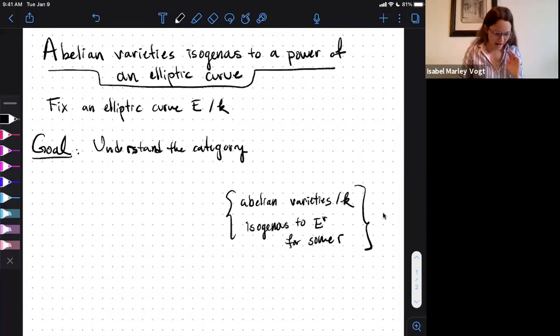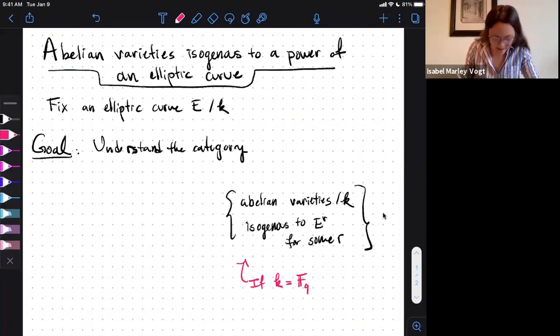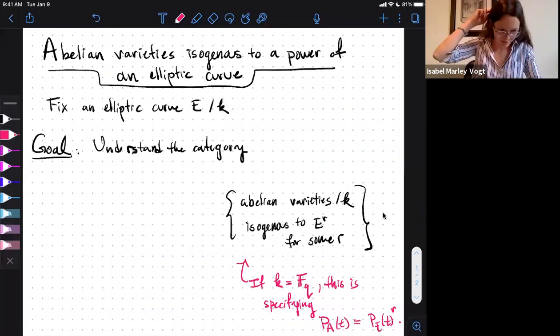Okay, so if we're in the context of this conference and K is a finite field, F_q, then this is specifying that the characteristic polynomial of Frobenius of such an abelian variety is a power of the characteristic polynomial of Frobenius of our elliptic curve.